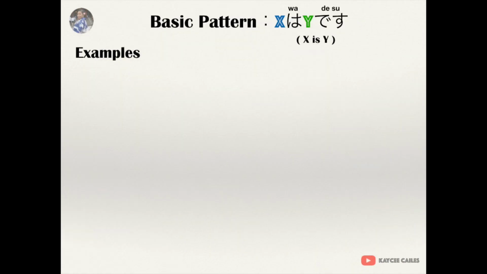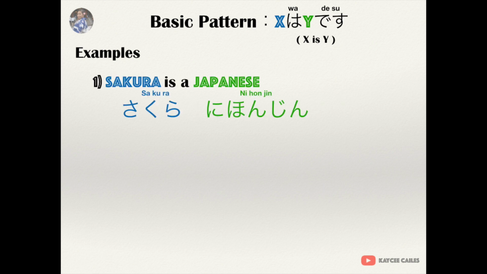Take a look at these examples. First, Sakura is a Japanese. Here, our topic is Sakura, so this is our X. Then Japanese is our comment. This is our Y. Let's make this into a sentence. Sakura wa Nihonjin desu. Sakura is a Japanese.